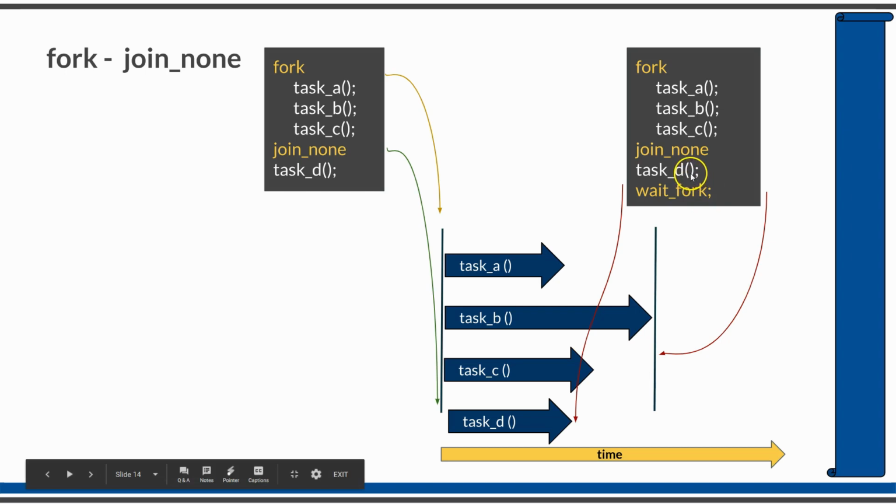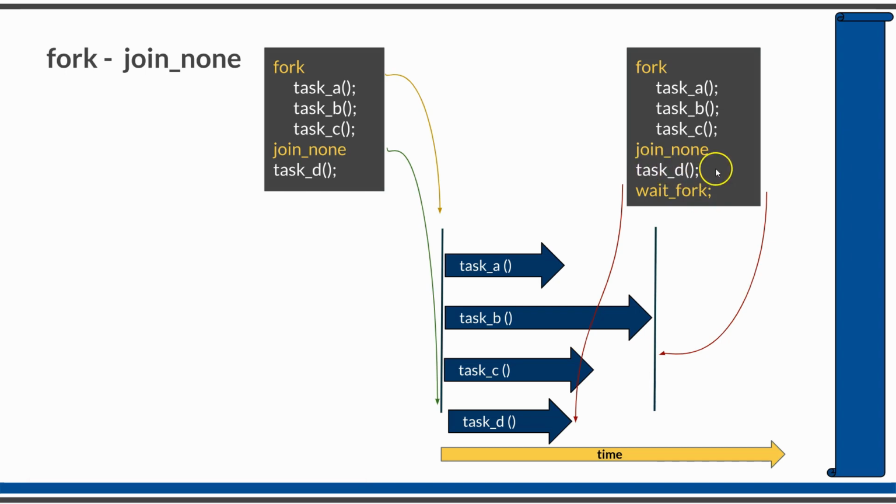But note that it will not wait for task D. It will be only waiting for the completion of all the tasks or all the threads that are launched within this fork join statement.